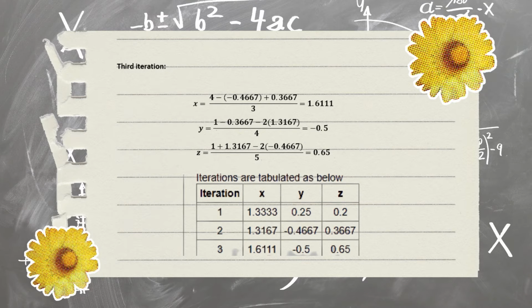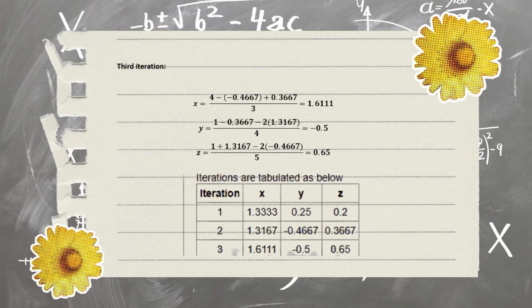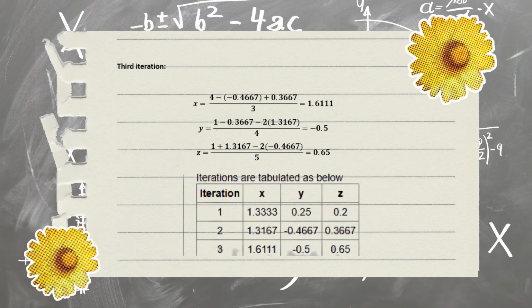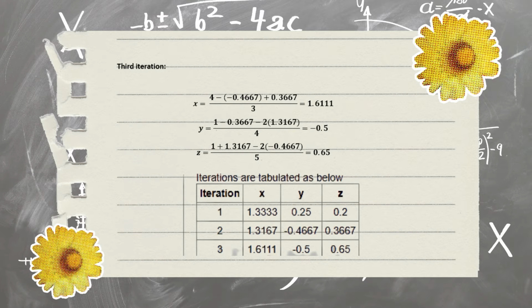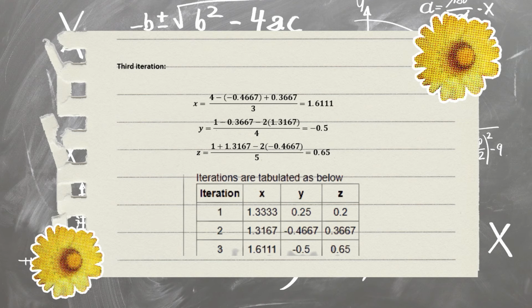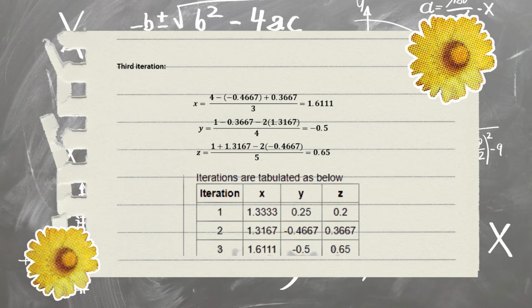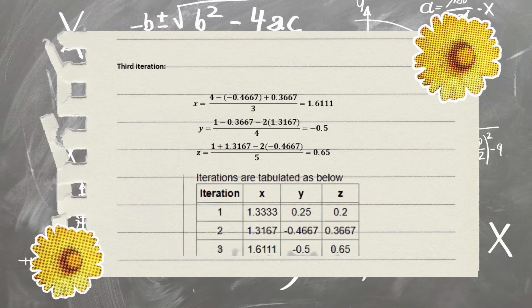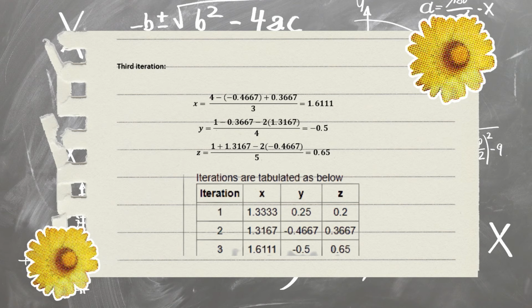Then, as in the table, we fill in the values of x, y, and z for the first, second, and third iterations. For the first iteration, the value of x is 1.333. For the second iteration, the value of x is 1.3167. For the third iteration, 1.6111. For the y value, for the first iteration, 0.25. For the second iteration, negative 0.4667. For the third iteration, negative 0.5. For the z value, for the first iteration, 0.2. For the second iteration, 0.3667. For the third iteration, 0.65.